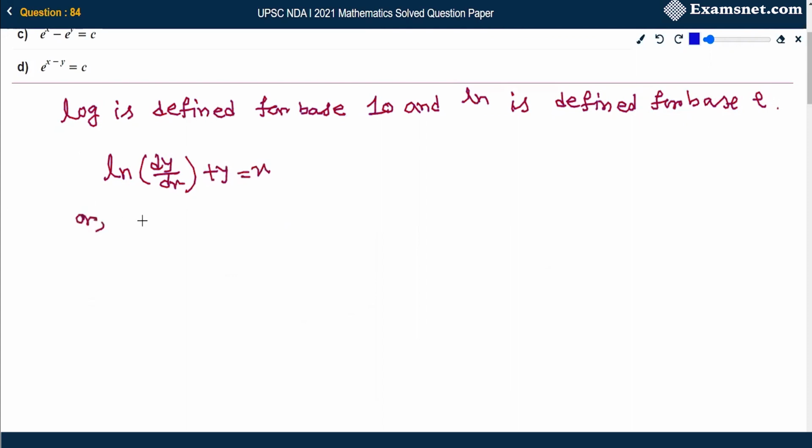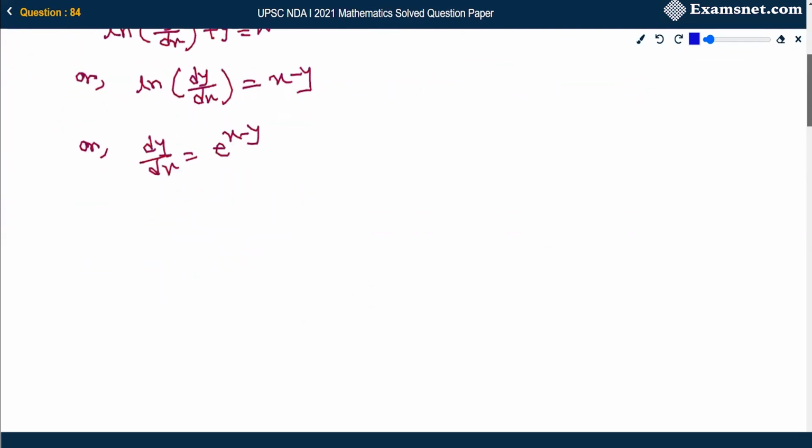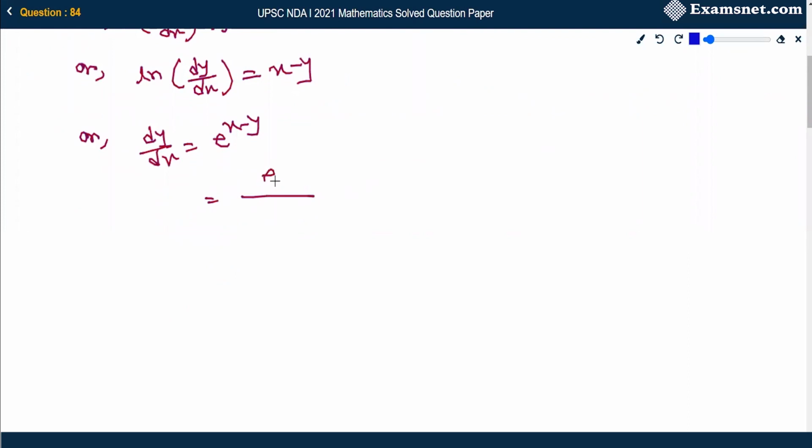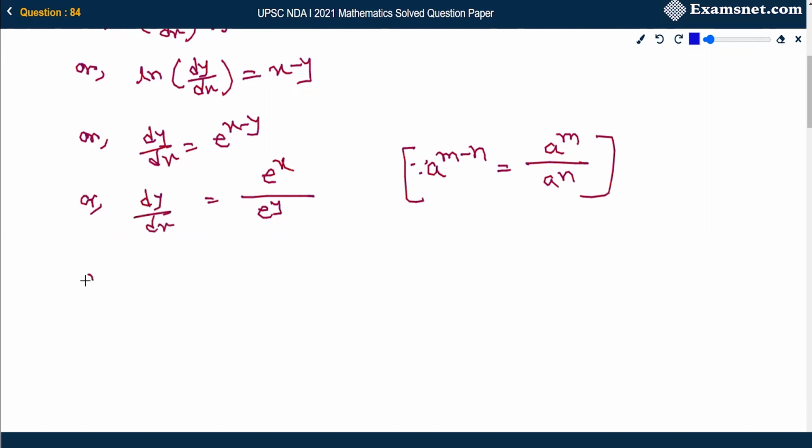Let's proceed with the calculation. ln dy dx equals x minus y, or dy dx equals e to the power x minus y. Now from it we can write e to the power x by e to the power y, because a to the power m minus n equals a to the power m by a to the power n. We got it from the laws of exponents. So we can further write it as e to the power y dy dx equals e to the power x.